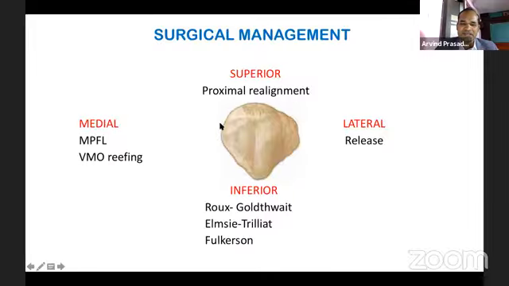On the medial side, there is MPFL reconstruction or repair, or VMO reefing. On the lateral side, the release of the lateral structure. And in the inferior part, for the soft tissue procedure, there is Roux-Goldthwait and the Insall-Slide trialet. And the bony procedure is the Fulkerson osteotomy.